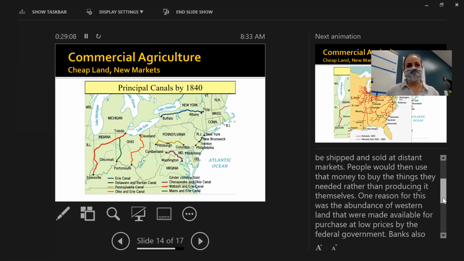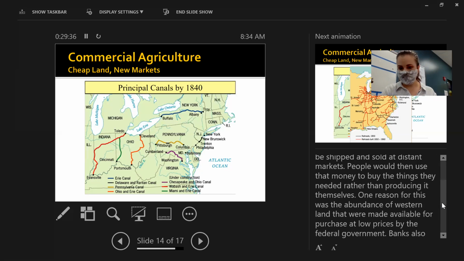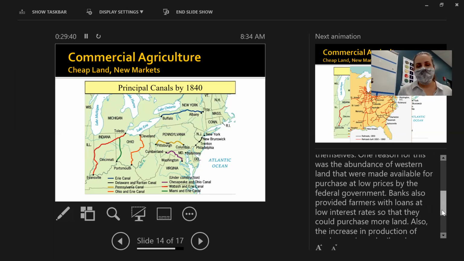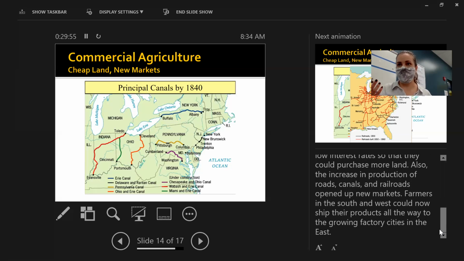And because they were able to ship crops, people began to farm more. And one reason why people were able to farm more is because of cheap land. In the West, formerly the Louisiana Purchase, so all that land that Thomas Jefferson bought, that land was really cheap. The federal government also provided farmers with loans so they could purchase more land. So not only is the land cheap, banks and the government are providing resources for the farmers to buy more land.